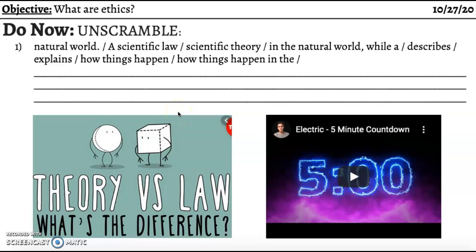Good afternoon. So for the do now, I'd like you to take these fragments and put them in order to form two sentences. So these fragments, put them together in order to form two sentences. So something that's true about a scientific law and a scientific theory. You know you're going to start with a scientific law. So what is it that the scientific law does? Okay, so do that and submit that for your do now for me.